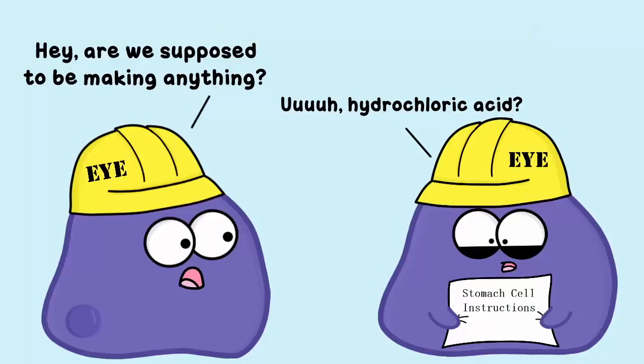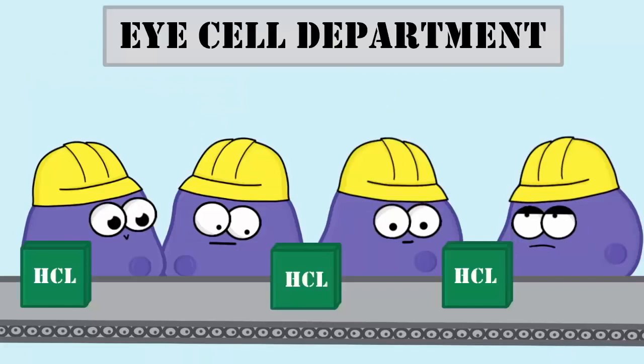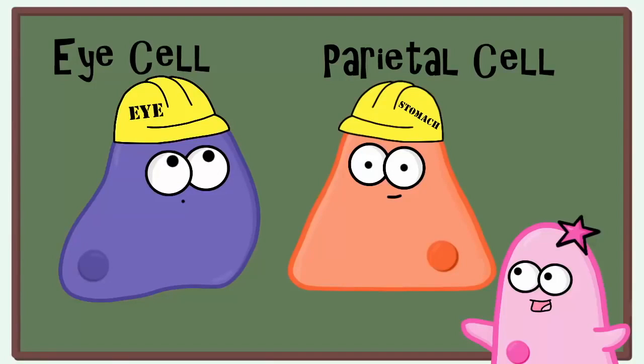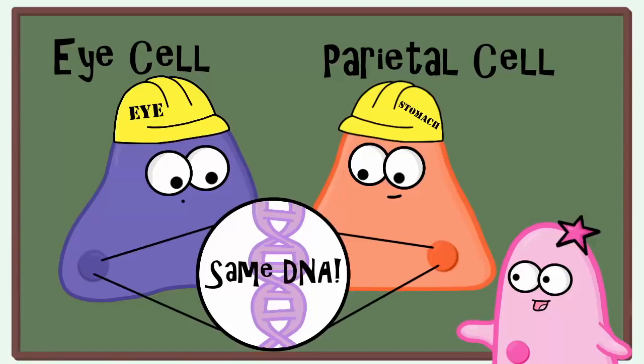Have you ever thought about what a disaster it would be if the cells in your eyes started producing the same hydrochloric acid that is made by your stomach cells? Your stomach cells produce hydrochloric acid to help break down food, but you definitely don't want that in your eyes. Thank goodness that doesn't happen. But it's surprising because both your eye cells and your stomach cells contain all of your DNA.